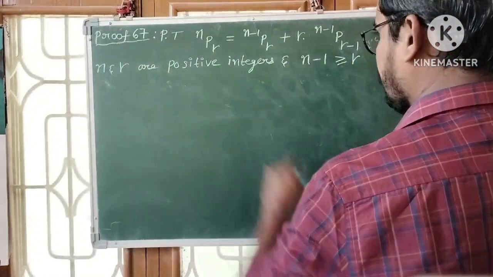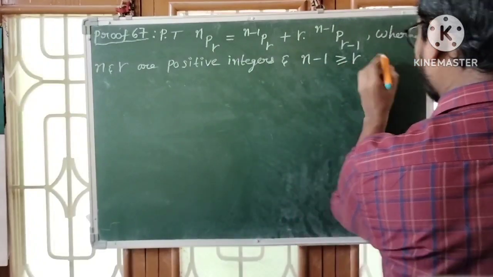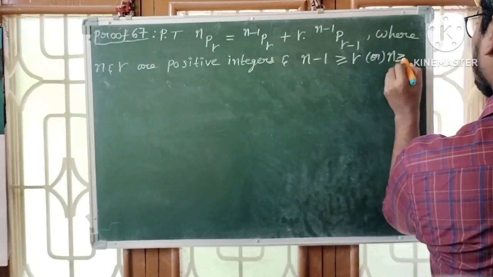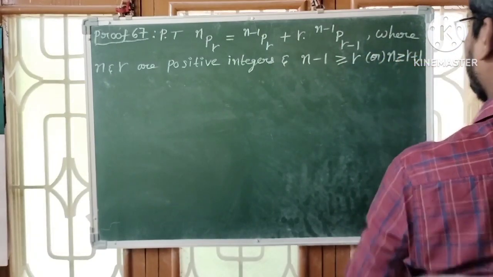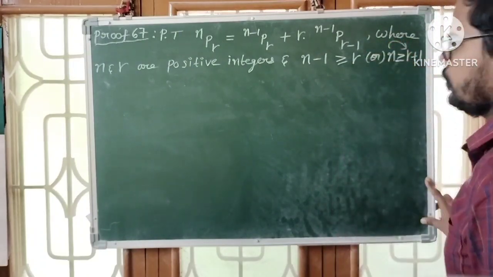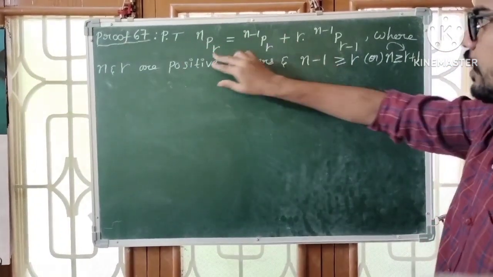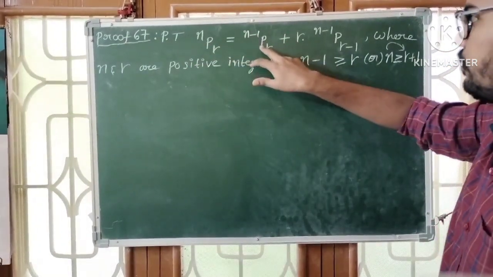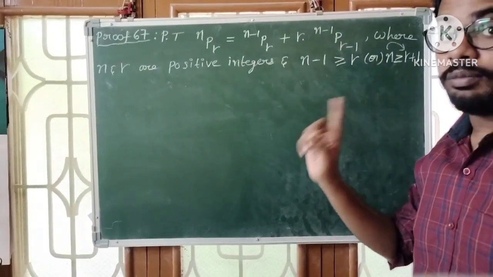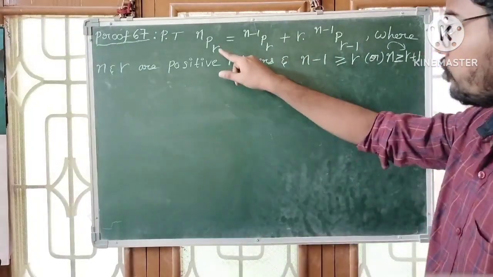n and r are positive integers and n-1 is greater than or equal to r. So transposing -1, n is greater than or equal to r plus 1. My n value must satisfy this condition. Anyhow, here we have to prove LHS equals RHS: nPr is equal to n-1 Pr plus r into n-1 Pr-1. This is one of the important formulas in permutations and combinations.